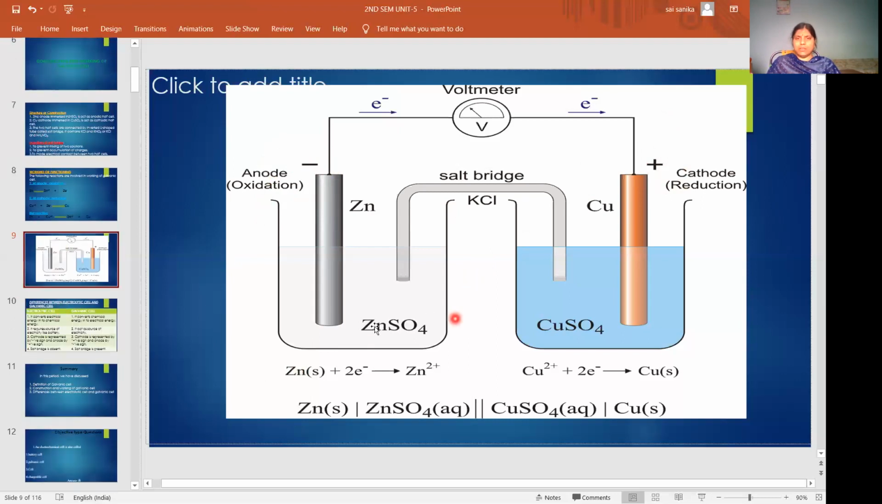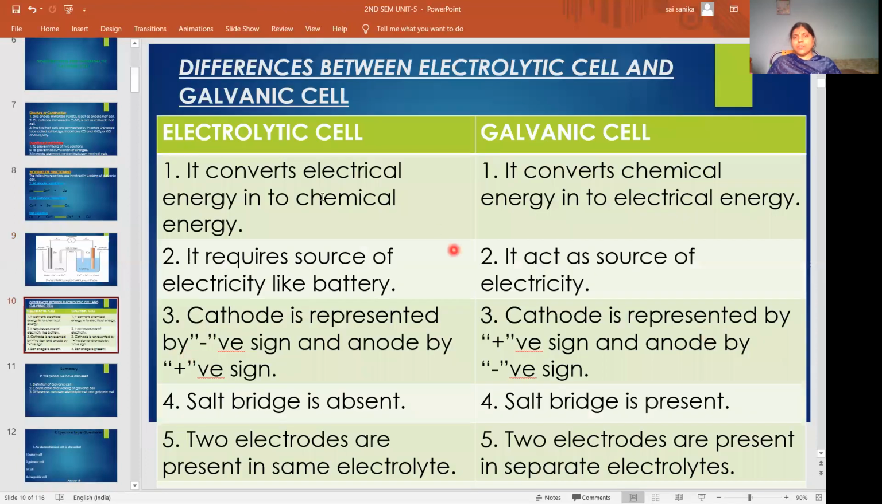This is very, very important. Then you have the differences. If you see the diagrams, you get the differences easily. If you keep the diagrams in your mind, you can easily write the differences. These differences are very, very important. First, the electrolytic cell converts electrical energy into chemical energy: we pass electrical energy and it is converted into chemical energy. The galvanic cell undergoes spontaneous reaction and converts chemical energy into electrical energy. The electrolytic cell requires a source like a battery, whereas the galvanic cell itself acts as a source of electricity.